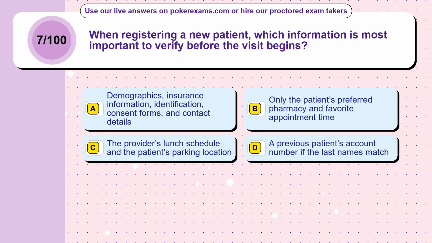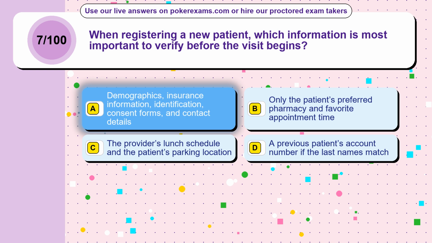Question 7. When registering a new patient, which information is most important to verify before the visit begins? Option A. Demographics, insurance information, identification, consent forms, and contact details. Option B. Only the patient's preferred pharmacy and favored appointment time. Option C. The provider's lunch schedule and the patient's parking location. Option D. A previous patient's account number if the last names match.